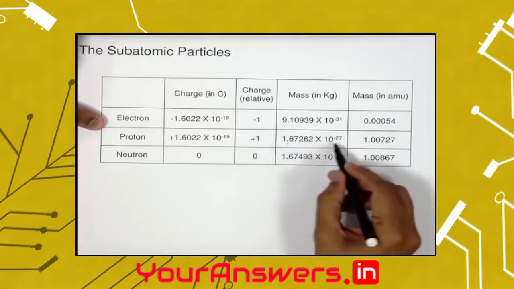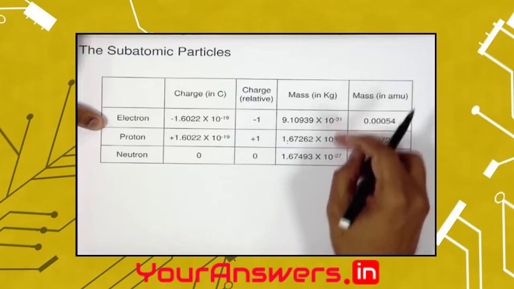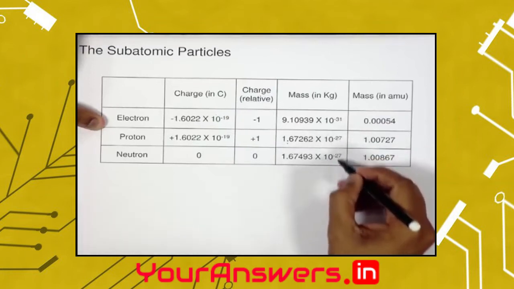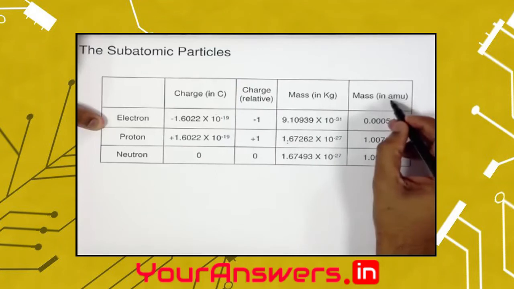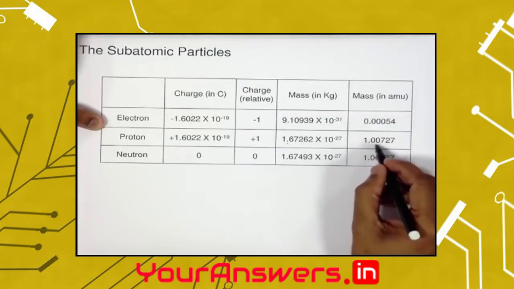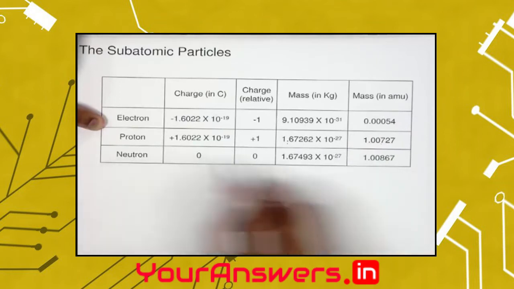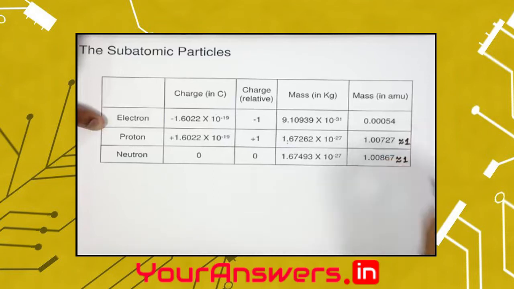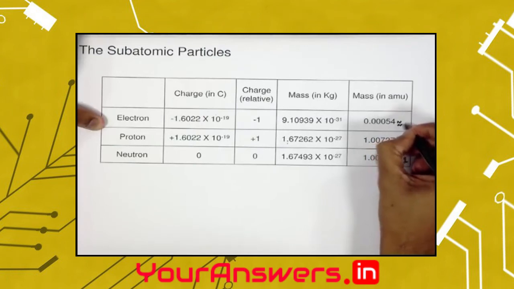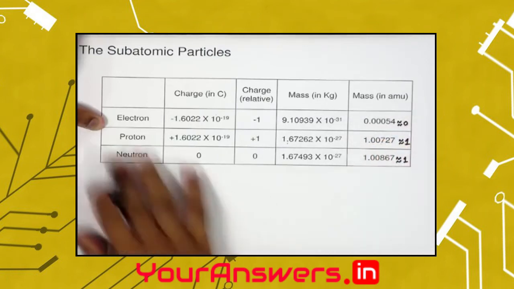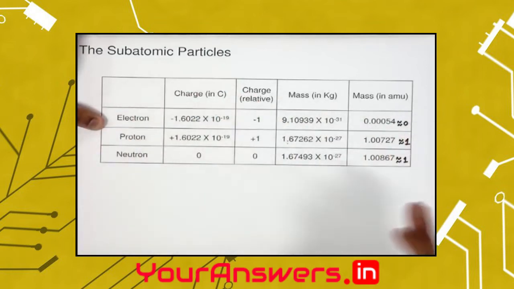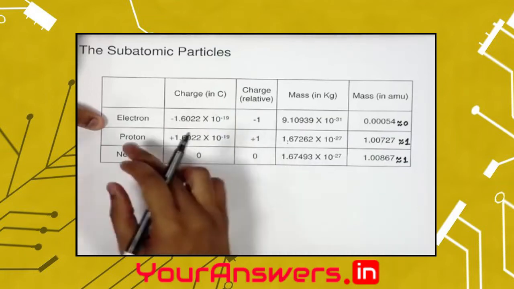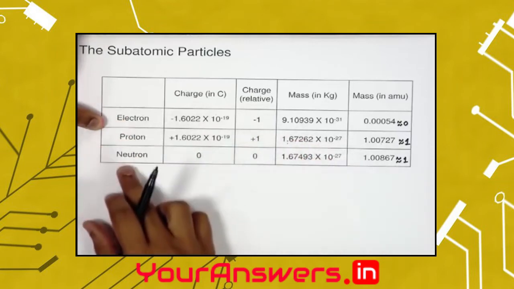The proton has 1.6 into 10 to the power minus 27 kilogram, which is nearly about 2000 times heavier. The proton is heavier than the electron. And the mass of the neutron is nearly equivalent to the mass of the proton. In the atomic mass unit scale, the proton has 1.007 AMU mass and the neutron has 1.008 AMU. We can roughly say that the neutron has 1 AMU mass, the proton has 1 AMU mass, and the electron is almost nearly 0. In this way, we discussed the discovery of the electron, proton and neutron, how the nucleus is made up, and the individual charges and masses of these fundamental particles.